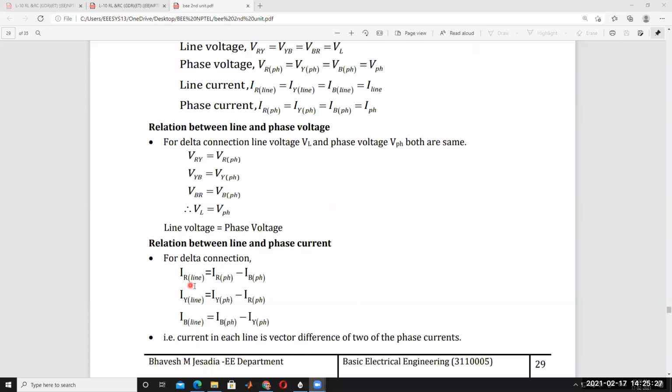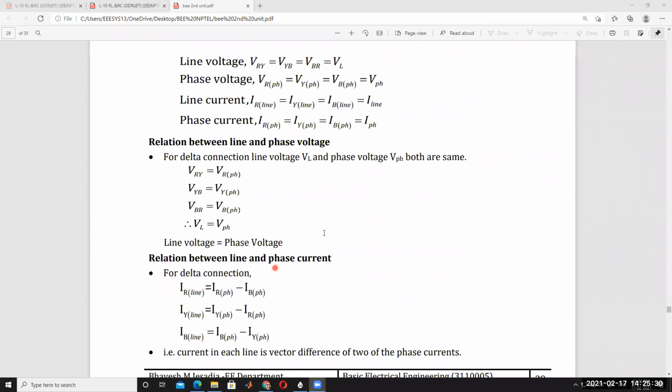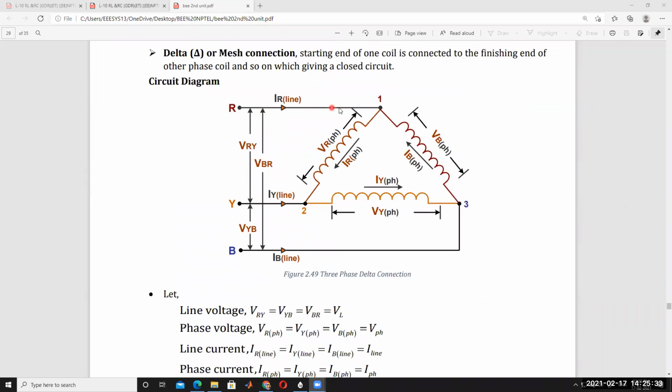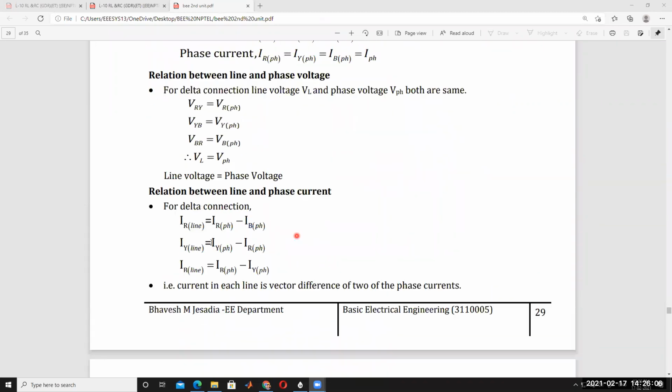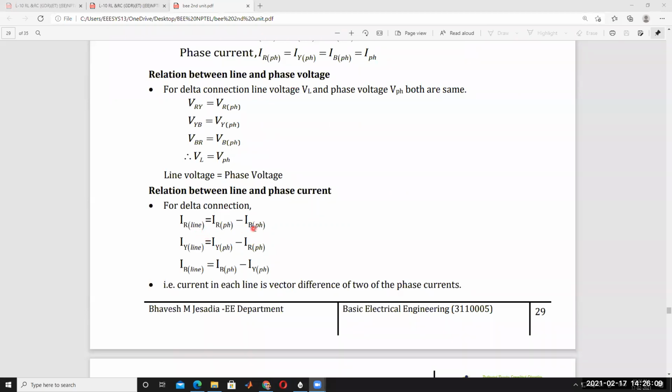Consider IR line is equal to IR phase minus IB phase. Here IR line is entering and IB phase is entering, and IR phase is leaving. So that means IR line plus IB phase is equal to IR phase. The addition of these two entering currents is equal to the leaving current. Understood? And then IR line is equal to IR phase minus IB phase.